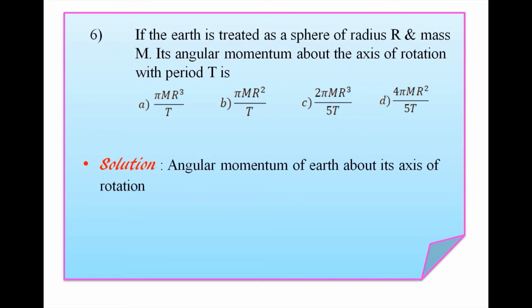As we know, earth is a sphere, so the formula of the moment of inertia is 2 by 5 M into R square. Angular momentum formula L is equal to I into the omega. I means moment of inertia, putting the values 2 by 5 M into R square, and omega is 2 pi divided by the capital T. Simplifying this equation, we get the angular momentum 4 pi M R square divided by 5 into the capital T. So here option D is correct. So let's see the next objective.